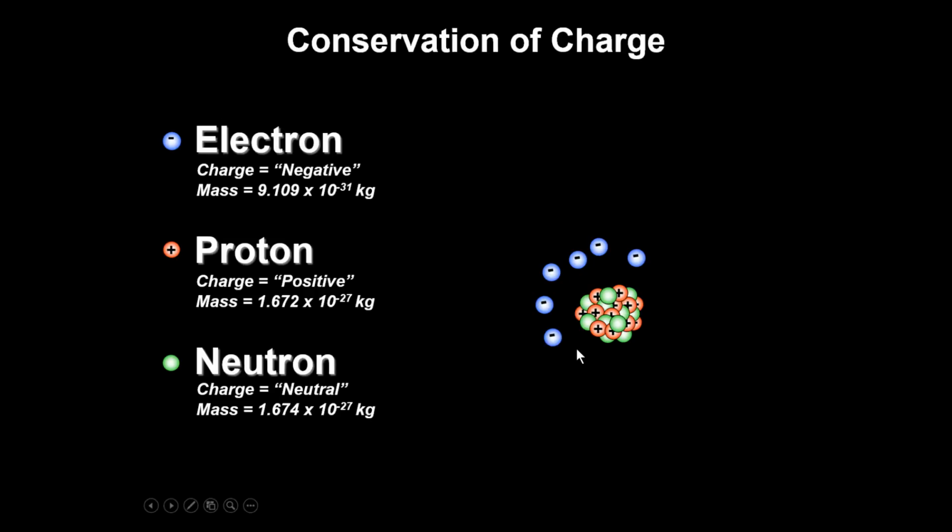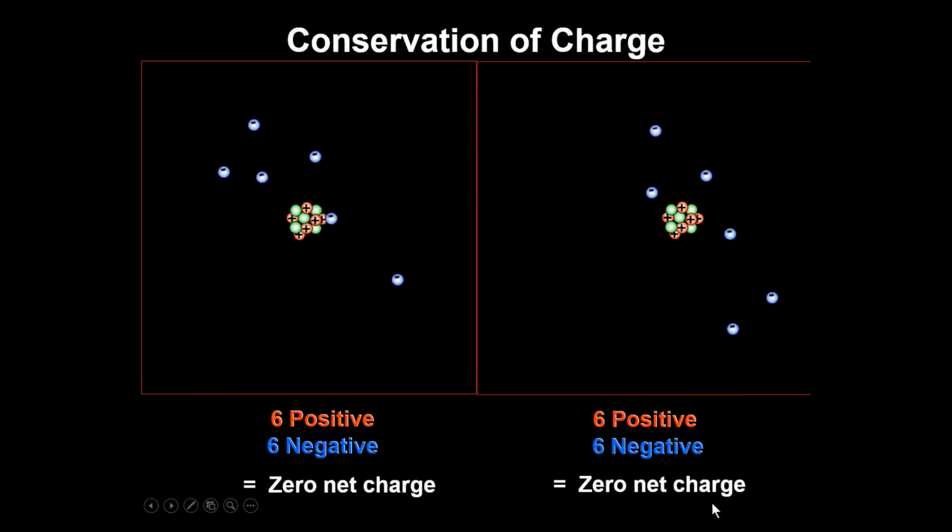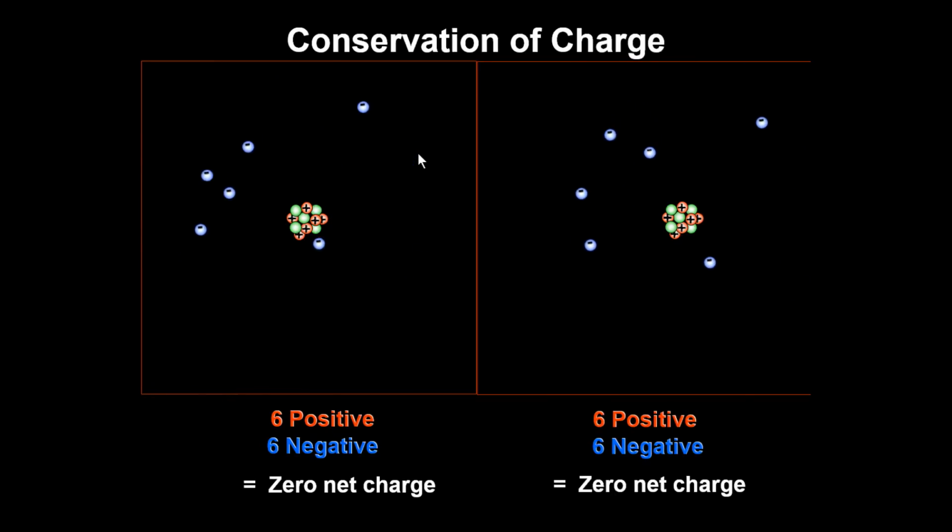We're not going to go into any more detail on that, but we are going to look more at conservation of charge. If I had an atom here with 6 protons and 6 electrons, it is neutrally charged. There's no net charge, and this atom is the same. Those electrons are swirling around. But again, we're not going to create nor destroy a net charge.